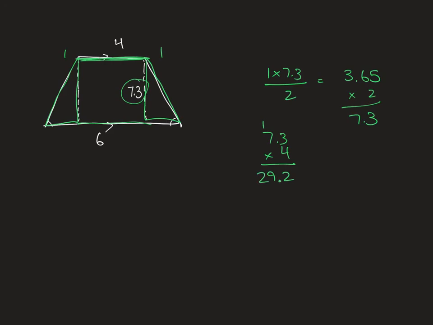And then our rectangle is 4 times 7.3, which gives us 29.2. So once we add those together, that should give us our total area of 36.5 centimeters squared, if we're just talking the area of the base. Once we multiply it by the height, then it is cubed.